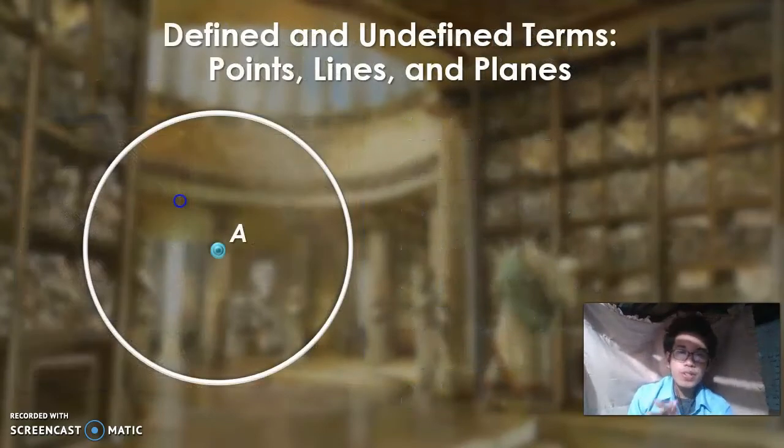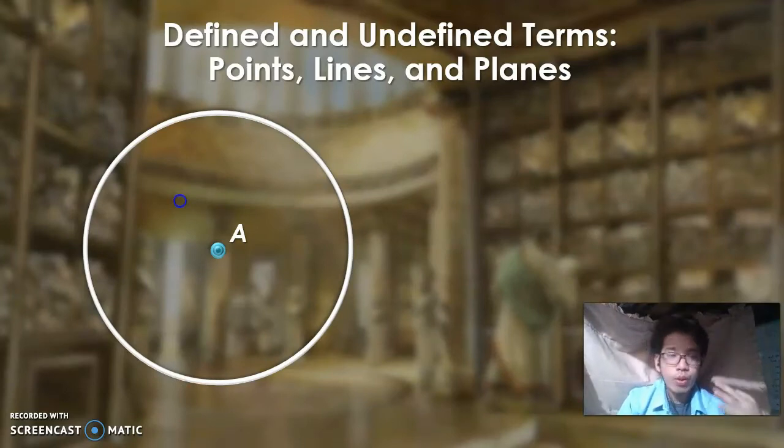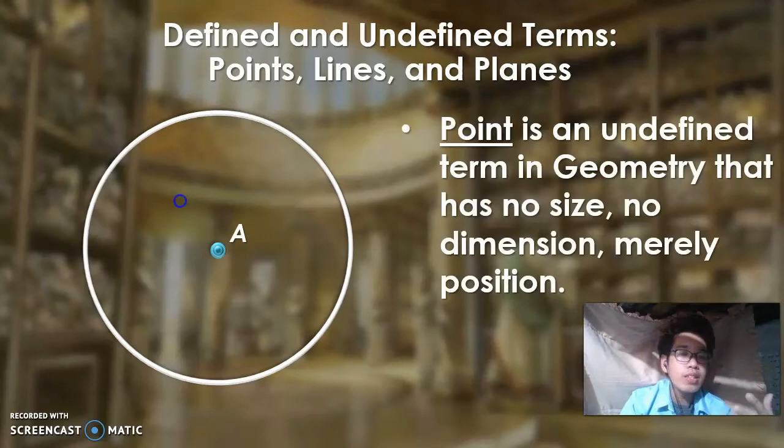Okay, so the first, we have 3 undefined terms. We have the point, the line, and the plane. So what you're seeing right now on the screen is a circle, and in the circle there's a point there at the center labeled point A. So the point is the first undefined term by Euclid.